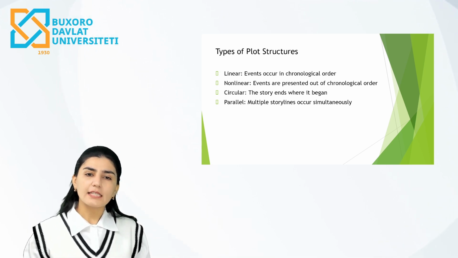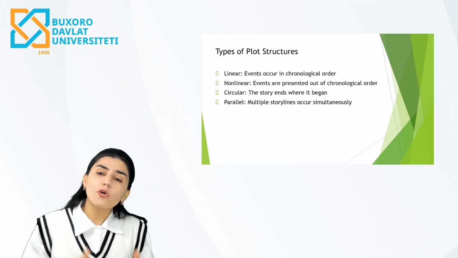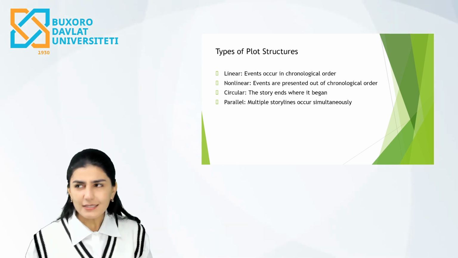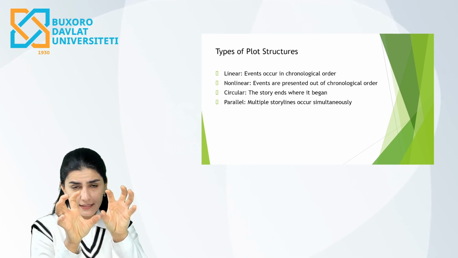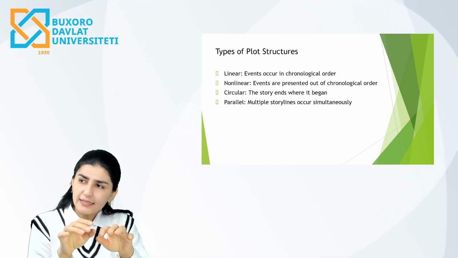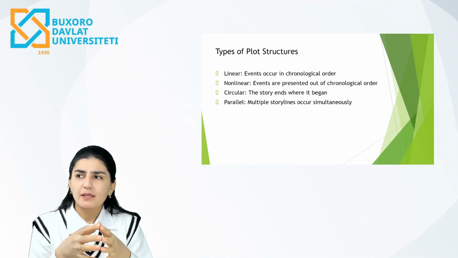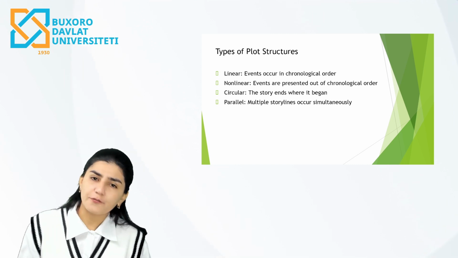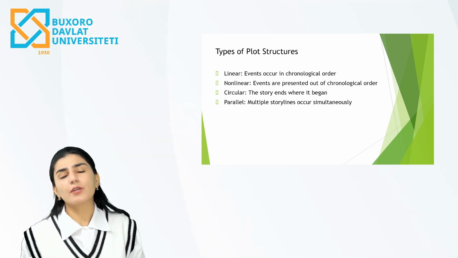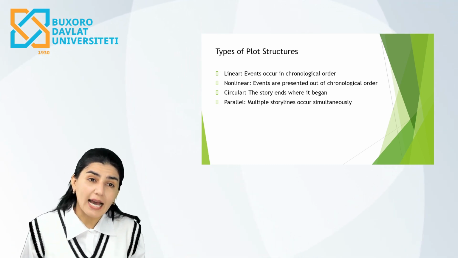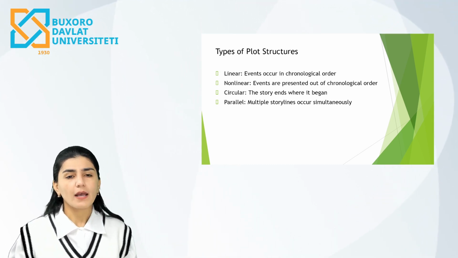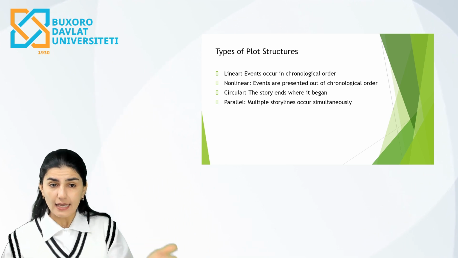Non-linear means events are presented out of chronological order. Sometimes writers want to show the climax first, then look back and start the exposition after showing the climax. Again, it is up to the writer's style or the type of work.